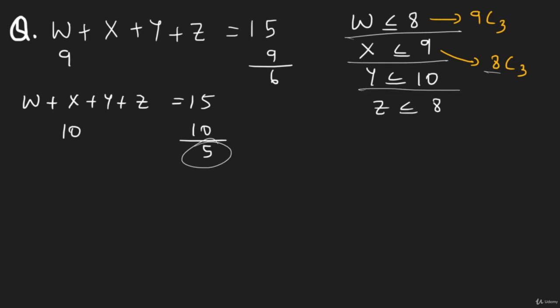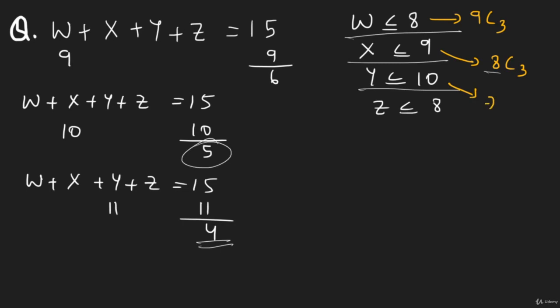Similarly, let's give Y the value of 11 to violate this condition. I'm left with 4 items. So 4 dots and 3 lines, that's 7C3 ways of violating this condition. And if I want to violate Z less than or equal to 8, that would be the same as the first one, which is equal to 9C3.